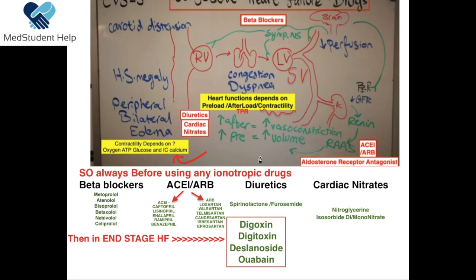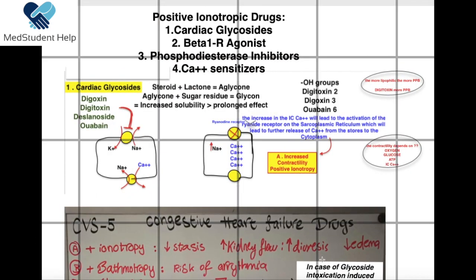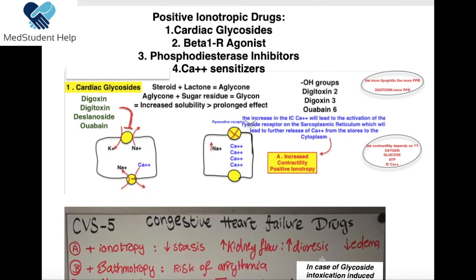What does increasing the contractility mean? It means using drugs that are going to have a positive inotropic effect. What are these drugs? We have digoxin, digitoxin, deslanoside, and ouabain. In this stage of heart failure, we would actually like to increase the contractility of the heart, and this is, in another word, the positive inotropy, right?